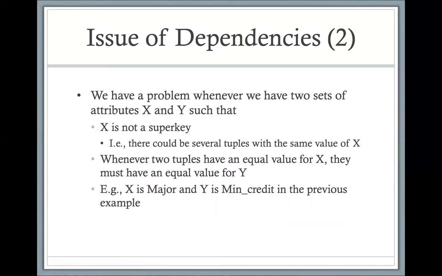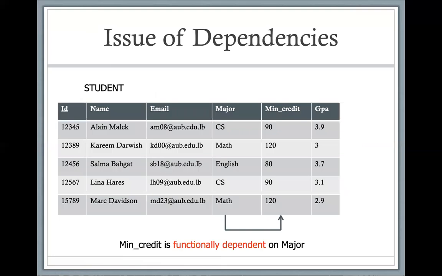So if X is not a super key, this means that there could be several tuples with the same value of X in the table. So when do we have an issue? When two tuples have an equal value for X, they must have an equal value for Y. So there is a functional dependency between X and Y. X determines Y, and X is not a super key, like in this example. This is one functional dependency that causes issues, anomalies.